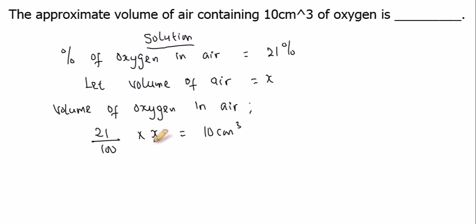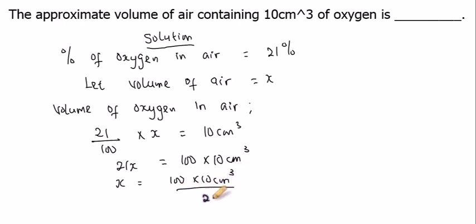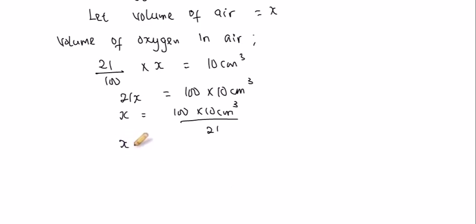So let's proceed by finding X. Here we'll be cross multiplying. Then we have 21X equal to 100 multiplied by 10 cm³. So here we have X equals 100 multiplied by 10 cm³ divided by 21. So X equals 1000 cm³ divided by 21, which is equal to 47.6 cm³.